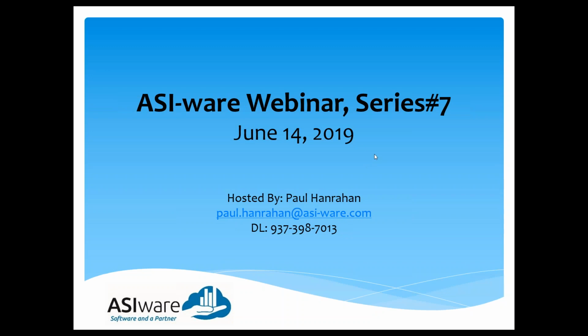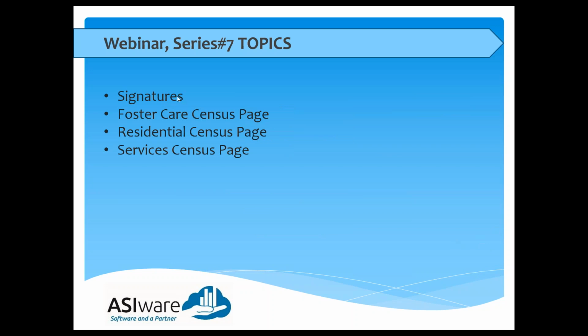Today, we're going to be covering 4 topics, and those topics are signatures. We have 3 different types of way the system does signatures, so we're going to look pretty in depth at all 3 of those ways. After we're done with signatures, we're going to go to the foster care census page. Then we'll look at the residential census page, and then the services census page. So that's the topics we're covering today.